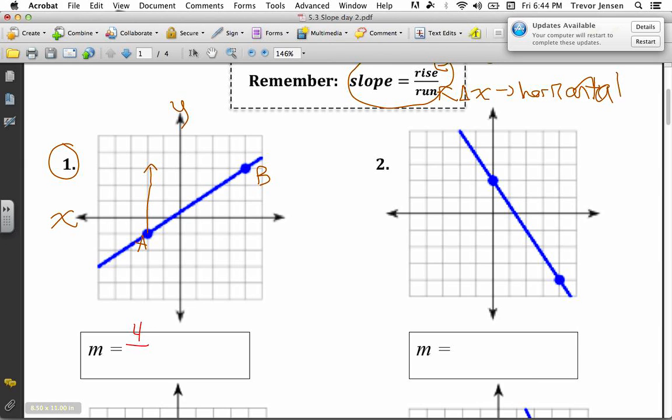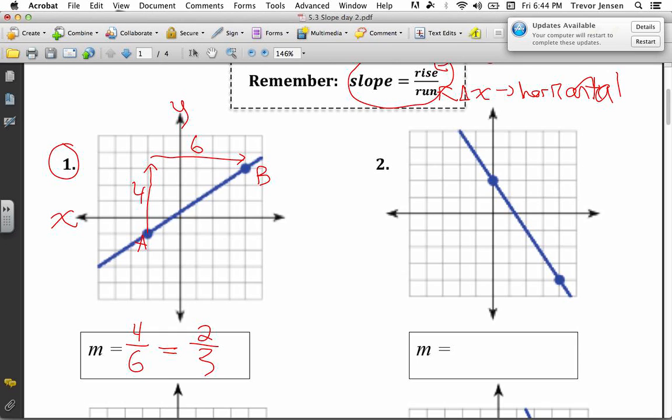Now the horizontal distance between the 2 points will give me my run. So I have to go right 1, 2, 3, 4, 5, 6 units. So my rise was 4. My run is 6 because the horizontal distance between the 2 points is 6 units. Going to the right gives me a positive value. So my run is 6, so my slope is 4 over 6. I'll put that into lowest terms. 2 goes into both 4 and 6. It goes into 4 twice. It goes into 6 3 times. So my slope is 2/3.